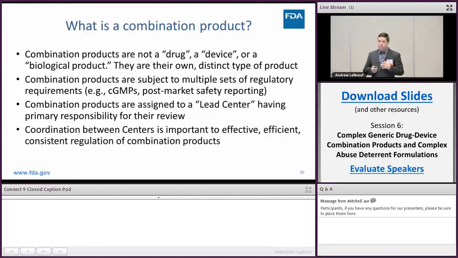As such, they're subject to multiple different sets of regulatory authorities. What I'm referring to in that statement is specifically the authorities in 21 CFR Part 4, which discuss the good manufacturing practice requirements, as well as those requirements associated with post-market safety reporting. Combination products are also assigned to a lead center, which facilitates effective collaboration and coordination of the review of these applications. This is especially important because combination products, especially in the generic space, often raise unique and complex questions.